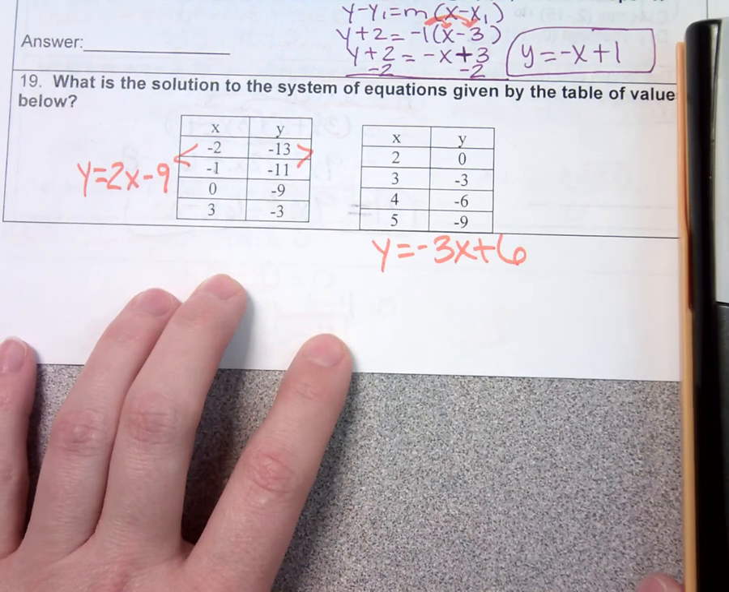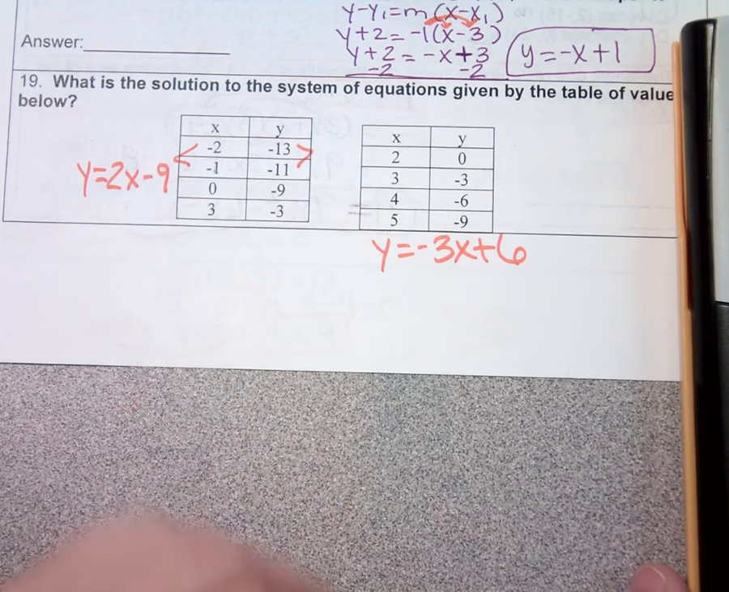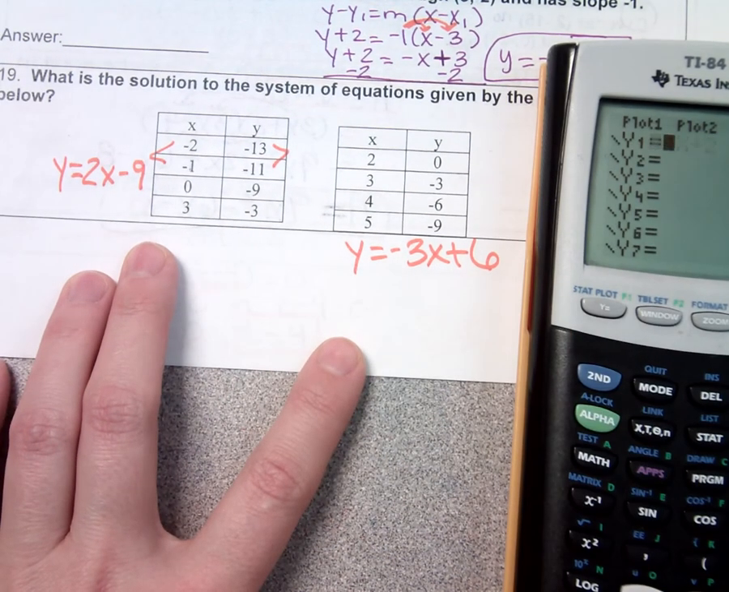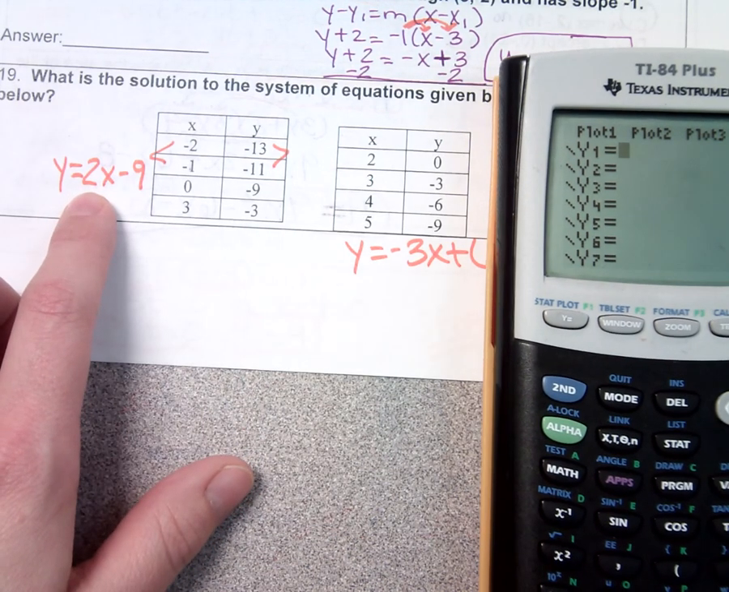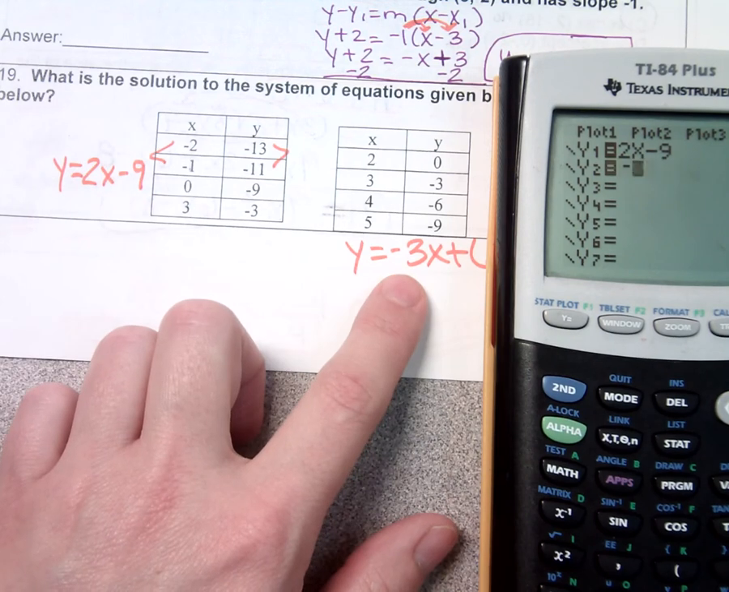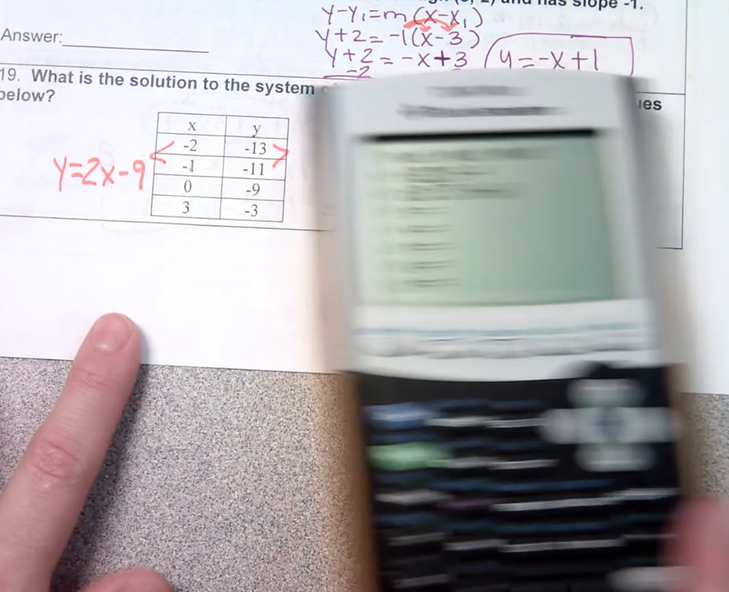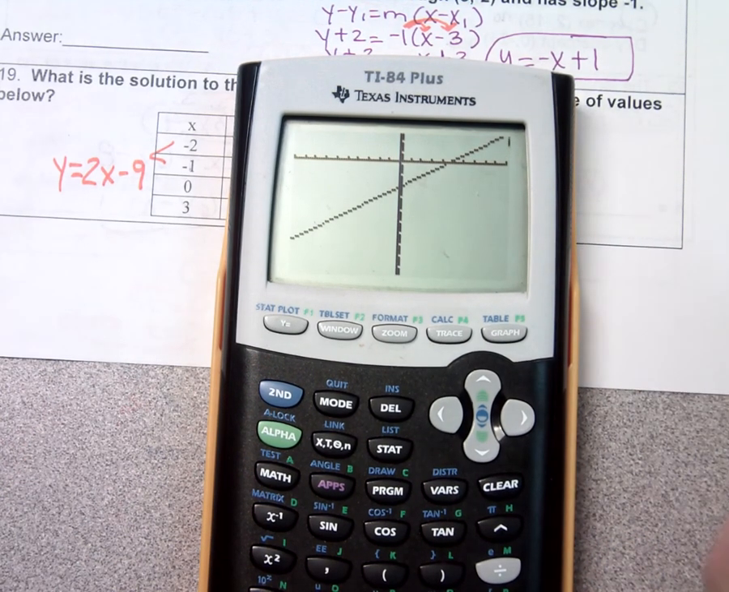Now, I could continue and solve by hand with substitution, the bread-meat-bread method. I could graph them. I could do elimination, but I'm going to choose graphing, and I'm going to make the calculator graph them. So I'm going to type in the 2x minus 9, and I'm going to type in the negative 3x plus 6, and then I'm going to hit graph. Of course, my graph looks funky because I changed it earlier when I was showing you something.